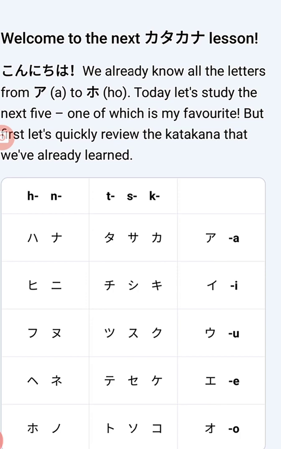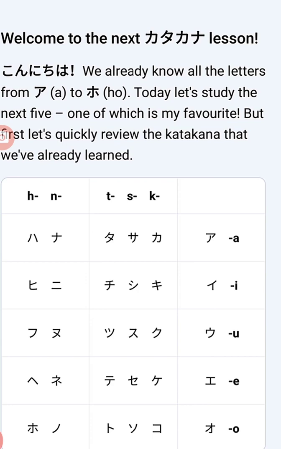Next column, we work with N. So how do they go? They go na, ni, nu, ne, no. Under the N, the first one is na. It looks like a cross. So think cross, na. The na sound is associated with a cross.